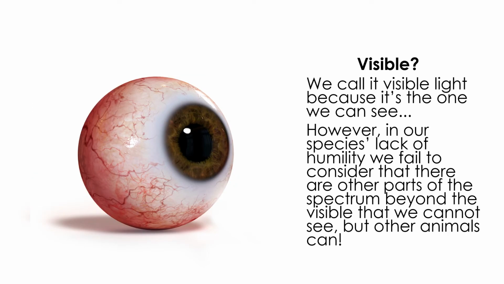So the question we started with, is visible light the only light that is visible? Well, we call it visible light because it's the one that we, humans, can see. However, in our lack of humility, we fail to recognize that other parts of the spectrum beyond visible can be seen by other animals. So, for instance, butterflies, pigeons, and reindeer are all able to see a form of light that we can't see. They can see ultraviolet.